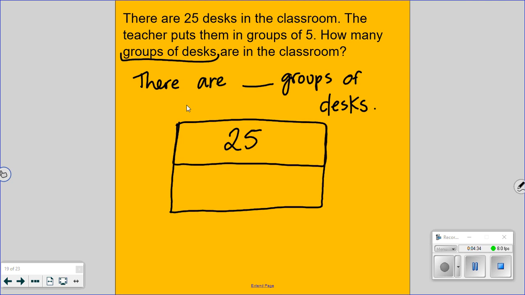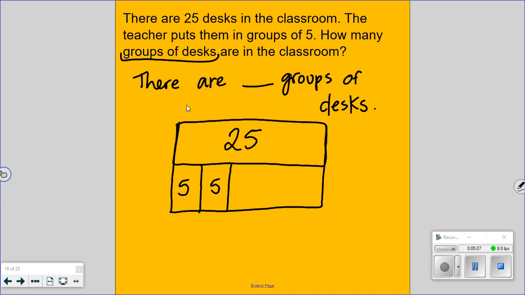All right, well, let me make one group. Here's my one group of 5. I want you to imagine a pile of desks, and you just pulled 5 out to make one group. Are there still more? Yeah, there's still quite a bit more. So let's try another group of 5. How many desks have I pulled out of my pile so far?